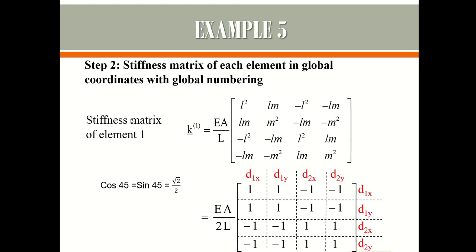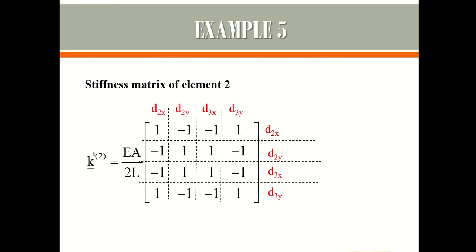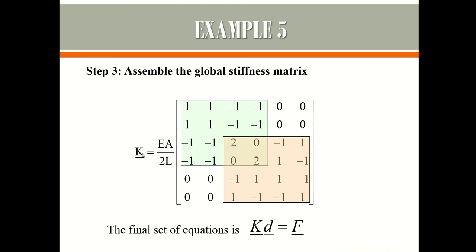So we plug it into the formula for stiffness of element 1, EA over L, using the properties and all the symbols. We know cos 45 and sine 45 are the same, so it is 1, 1, minus 1, and the area and length, the coordinates just now. This is for element 2. We plug in, we get it, and then we combine the two to get the global stiffness. So the final set of equations is K, this one, times displacement equals force.